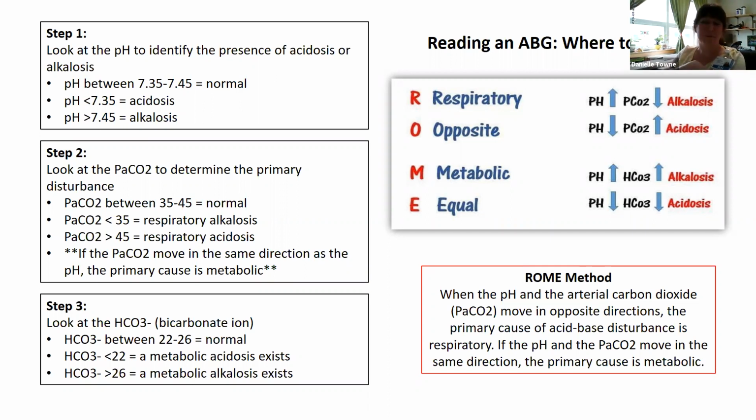So let's just move to step 3 real quick. Look at our bicarb. Is it normal, 22 to 26? Is it less? Or is it higher? Even if it's a primary respiratory problem, if your bicarb's starting to get involved, there's some metabolic relationship going on. So I'm going to show you how we can differentiate who's the primary problem and how we better treat that. So again, you can see the ROME method: respiratory opposite for pH and CO2, metabolic equal for pH and CO2.